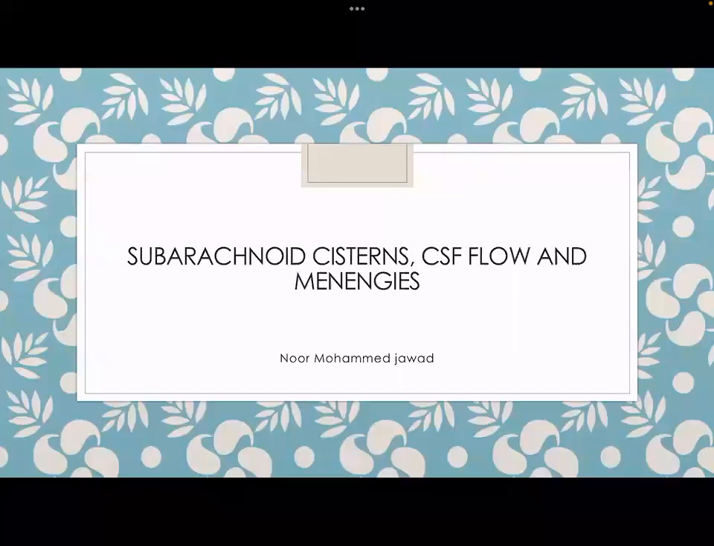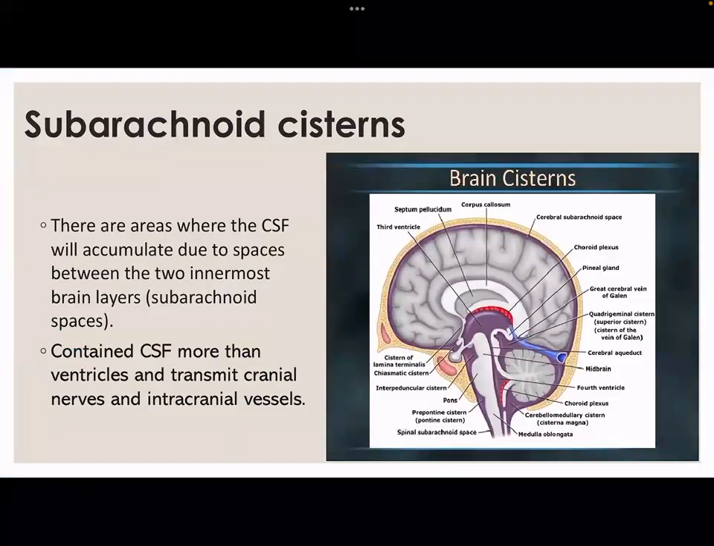So starting with the subarachnoid cisterns, they are deep subarachnoid spaces within the brain. They contain more CSF than the ventricles themselves, and they also transmit cranial nerves and intracranial vessels. There are many brain cisterns, but we will talk about the most notable ones.